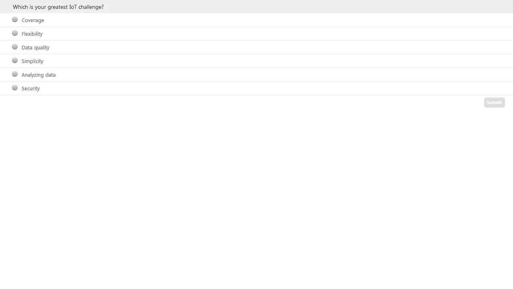In the case of analyzing data, if IoT is about anything, it's about gathering data and making better use of it for your business and for your customers. And under security, well, that's why we're all here today. So the question is, which of these is your greatest IoT challenge?